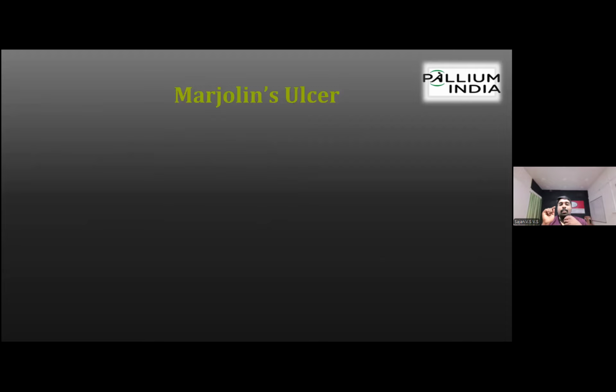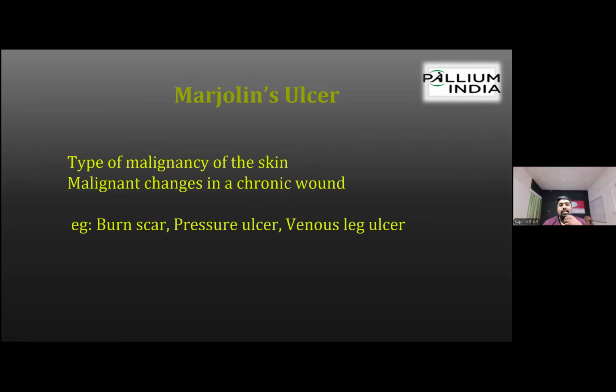Another one is Marjolin's ulcer. Actually, Marjolin's ulcer is not another type. It is a malignancy arising inside a chronic wound, for example a burn scar, pressure ulcer, or venous leg ulcer. A chronic prolonged wound already having some malignant changes.